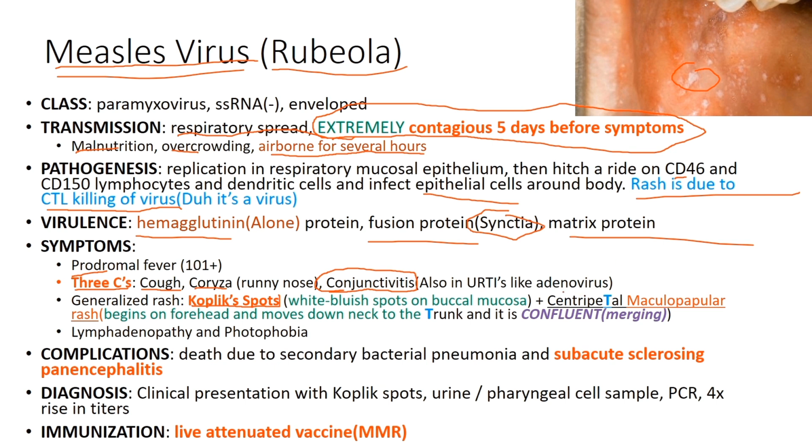Again, this rash starts in the forehead and moves down towards the trunk, and that is your centripetal maculopapular rash. It has confluence, so this is a feature that's only found in a few of our maculopapular rashes. What it means is that you have a little spot, maculopapular, and then you have another one next to it, and then it starts to grow, and they end up merging together and make this merged glob of maculopapularness. And so that is your confluent or merging.